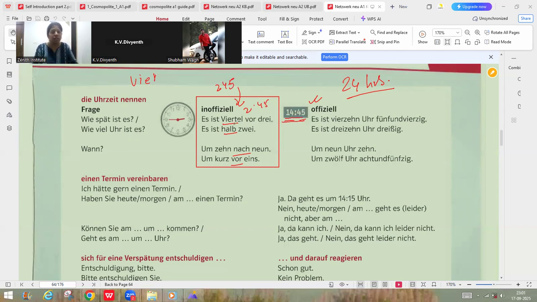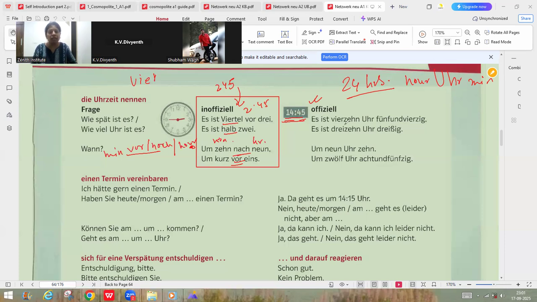Like here, if you see this example. Unofficially they are telling minute, then they are using nach or vor, and then they are talking about the hour. So this is the format. In unofficial they use minute, then depending upon vor or nach, and then they say the hour. While officially you have to write the hour, then you have to write Uhr, and then you have to write the minute. Exactly the same way. There is no other terminology you should use.